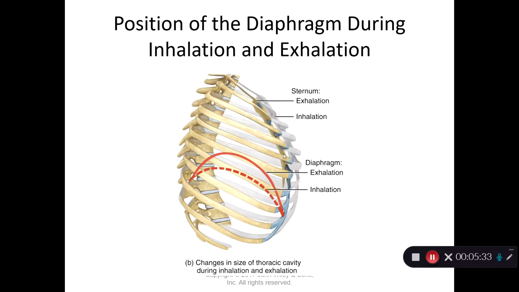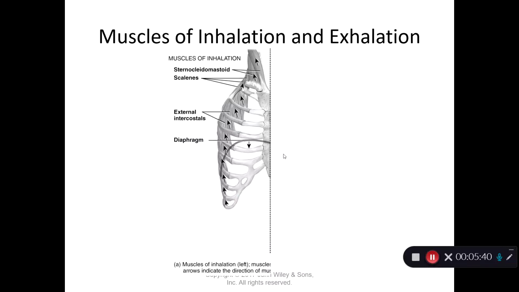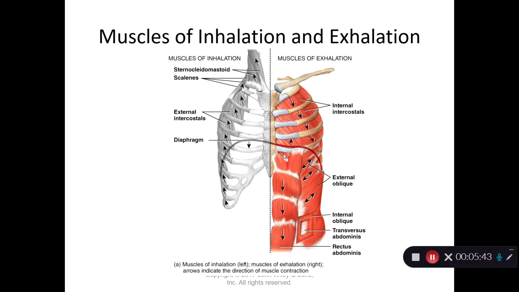Again, that diaphragm, here's a side picture of that diaphragm doing its thing. It uncurves a little bit, increasing that thoracic space. The muscles of exhalation, by the way, aren't going up. They're more in your abdominal region.